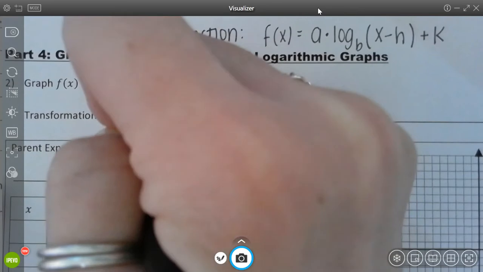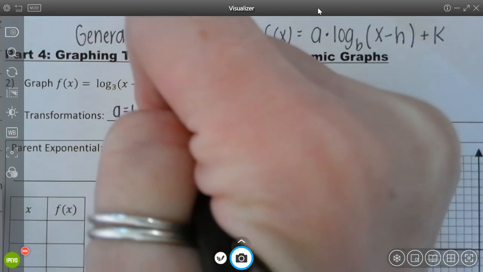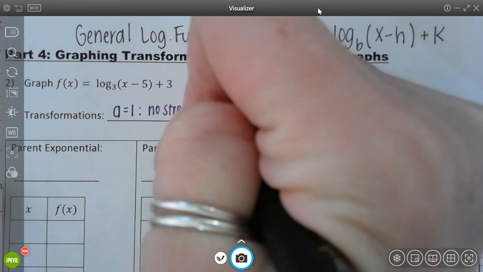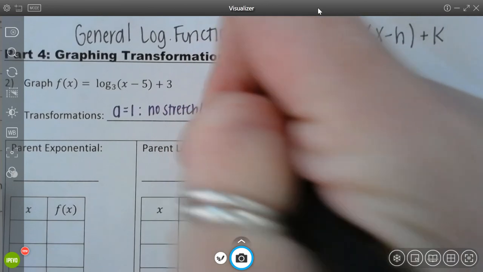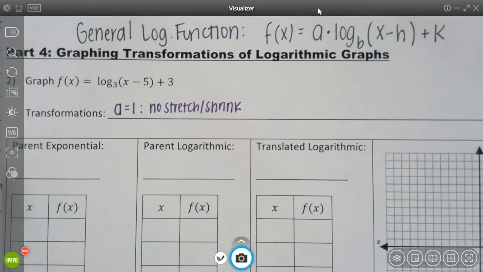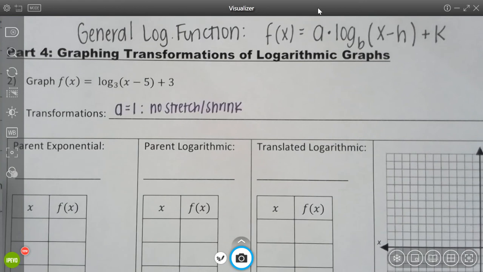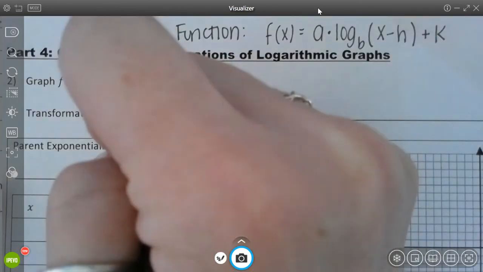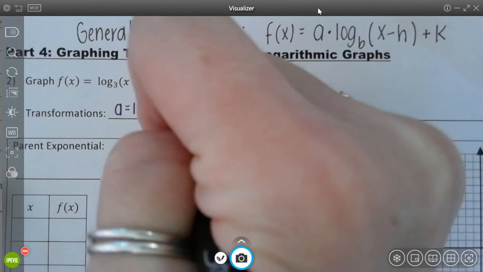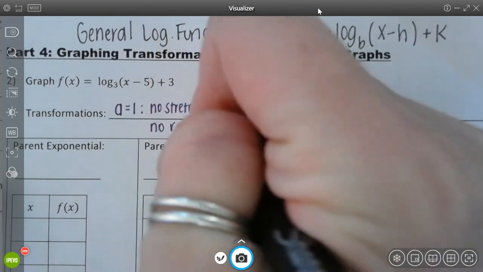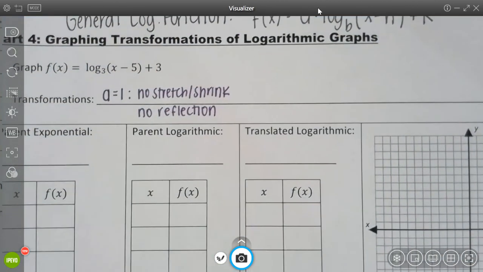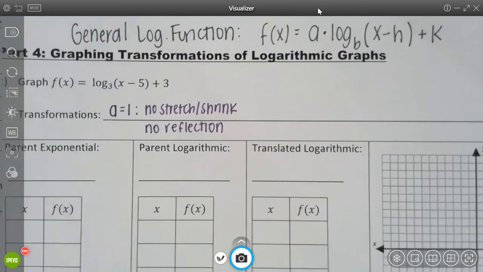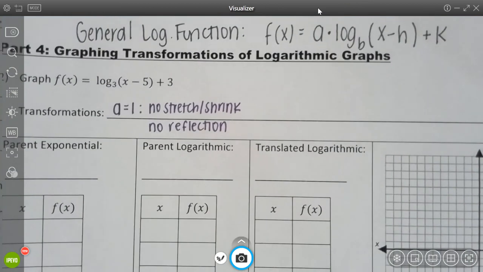There isn't one. So our A value is 1. So in this case, we have no stretch or shrink. That also means that since our A value is positive, there's also going to be no reflection. Log functions can still have reflections. And again, that's just going to be dependent on the sign of the A value. So if A is negative, there would be a reflection. But in this case, there is not.